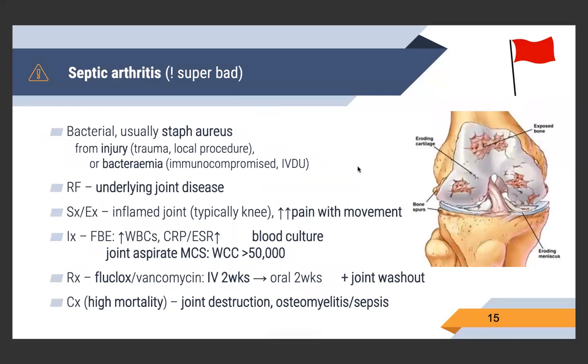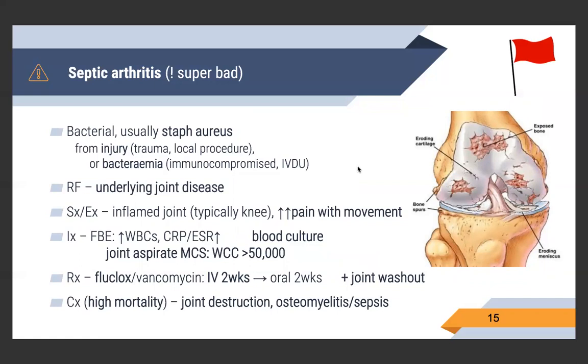Septic arthritis. So this is obviously the big red flag for a monoarthritis, which you always, always, always need to rule out. It's usually a bacterial thing, particularly Staph aureus. It can be from an injury, so you need to ask, have you had any trauma to your joint? Or it can be from the blood itself, if there's more systemic things going on, they're a drug user or they're immunocompromised. And basically, if they have any underlying joint disease, then they're more at risk of septic arthritis.